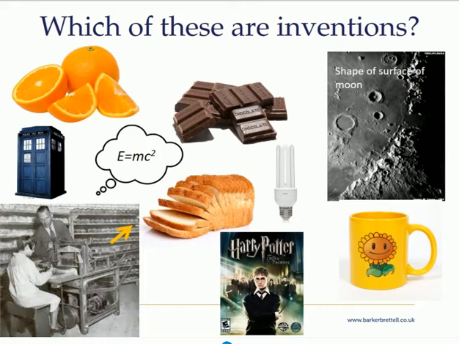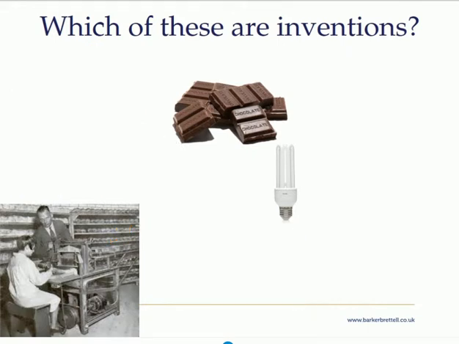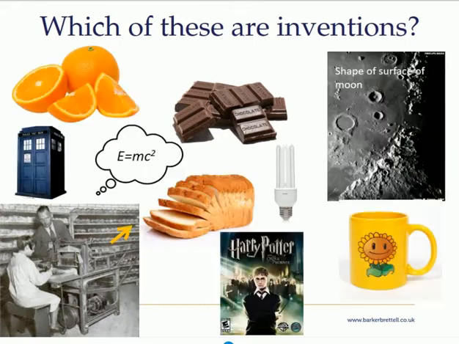Light bulbs, of course. Harry Potter, that's going to be copyright. Mug with a picture on it, that's going to be design right or copyright. Surface of the moon, that's a discovery. So you're only really left with the machine for slicing bread, chocolate, and the light bulb out of those options.